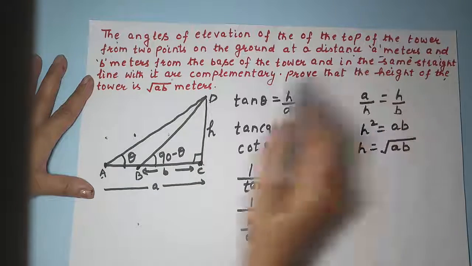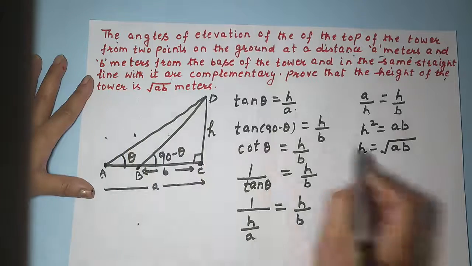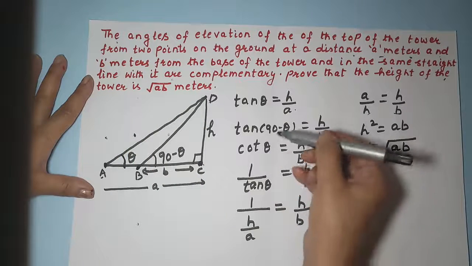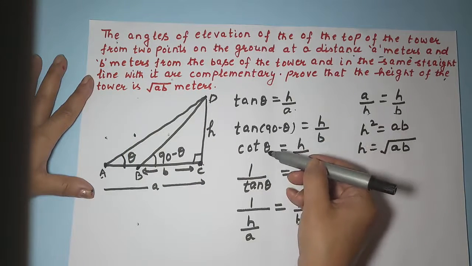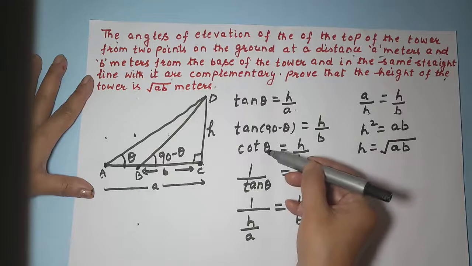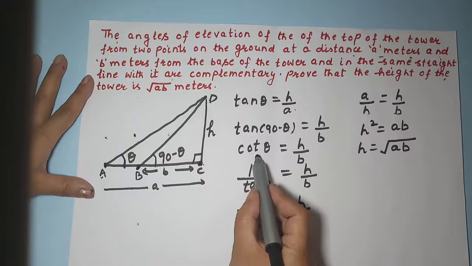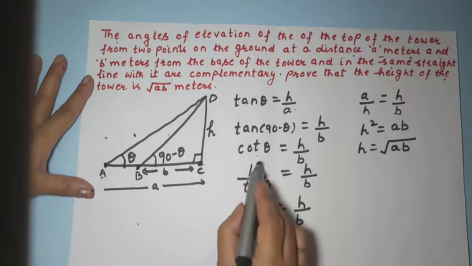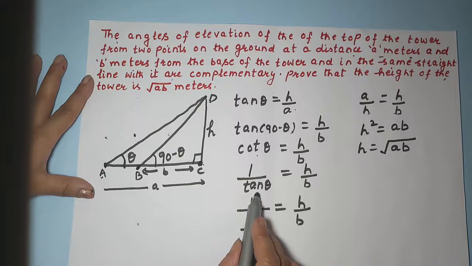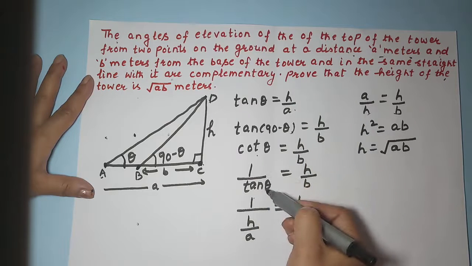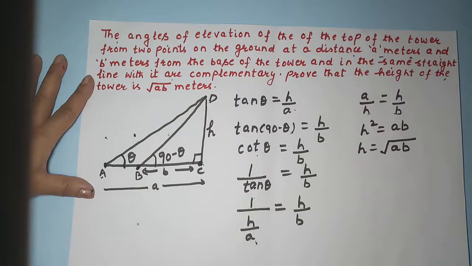That's what I had to prove. Prove that the height of the tower is under root ab meters. See how I have made use of the complementary angles here. Tan 90 minus theta was cot theta. Cot we can again replace as 1 by tan theta because cot and tan are reciprocals. So we have the value of tan theta here. Substitute and then simplify.